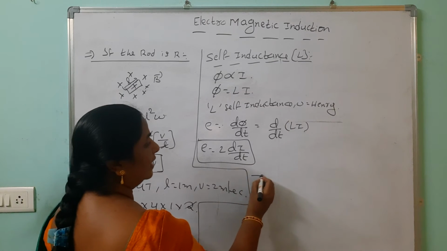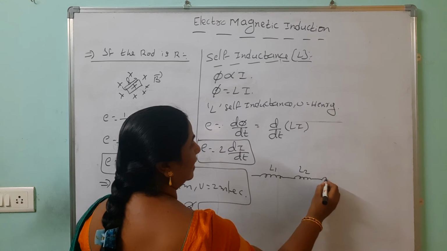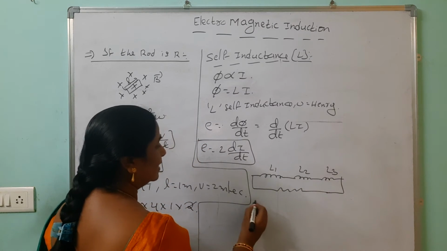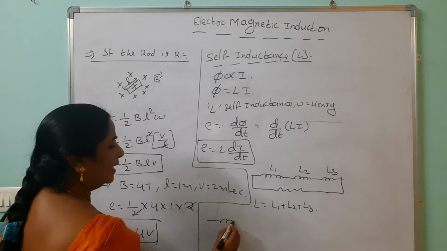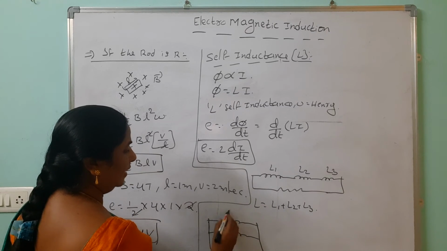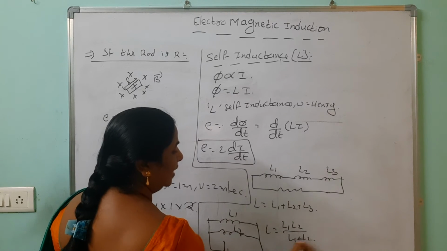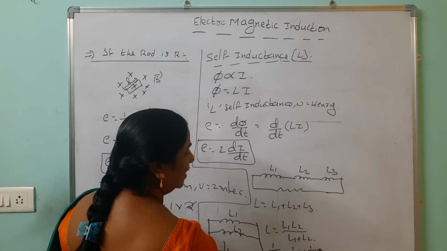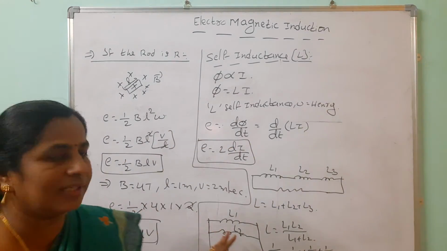Then there are different cases. We take inductors L1, L2, L3, all connected in series. What is the resultant? L equals L1 plus L2 plus L3, like that. If these are connected in parallel, then for two inductors L equals L1 L2 by L1 plus L2. If n number of inductors are there, then 1 by L equals 1 by L1 plus 1 by L2 plus 1 by L3, and so on. So this completely belongs to the self-inductance.